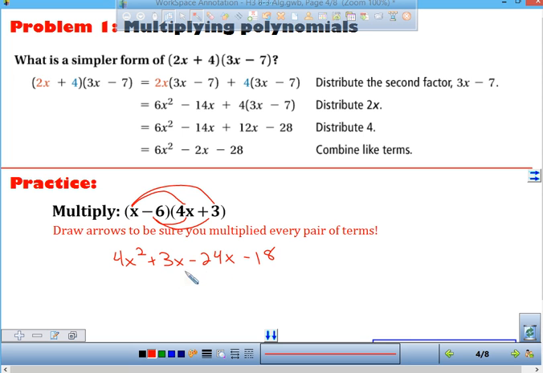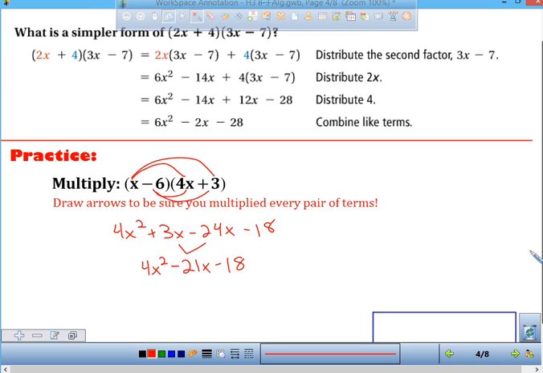Then I combine my like terms, and I have 4x squared minus 21x minus 18. And there's nothing else I can do because those are the only like terms that we had that we could combine. So then this is my answer, 4x squared minus 21x minus 18. Okay? So double distributive property.